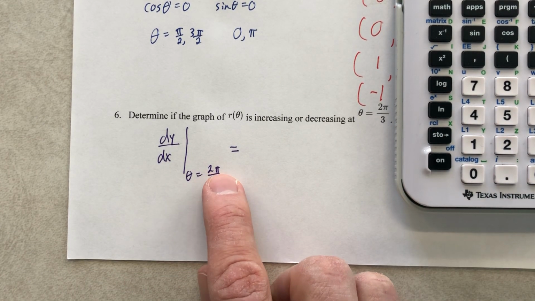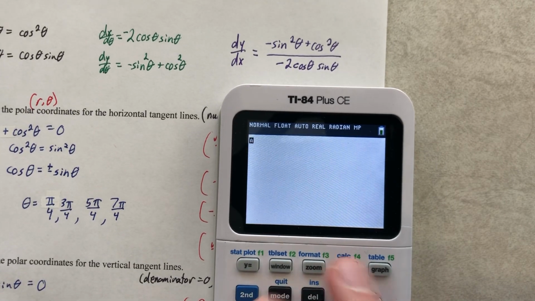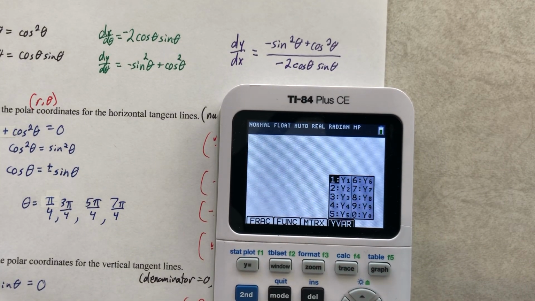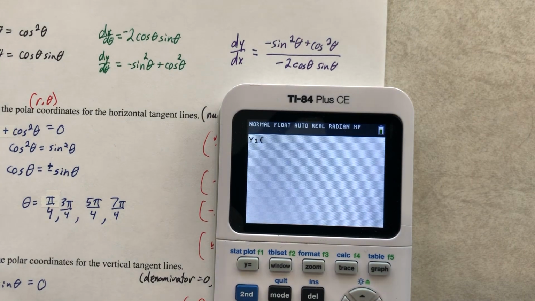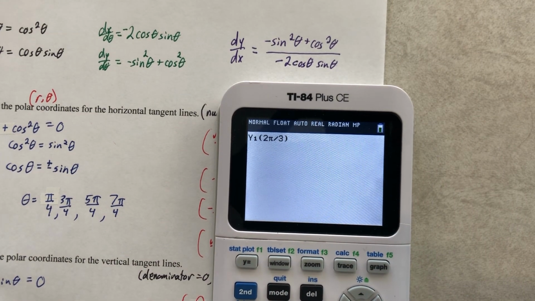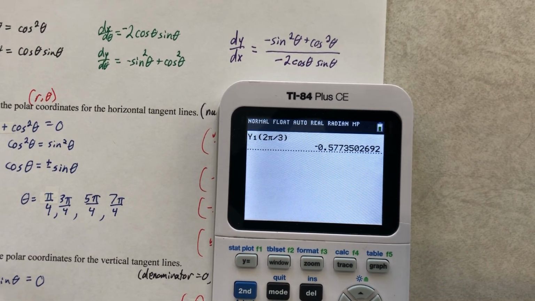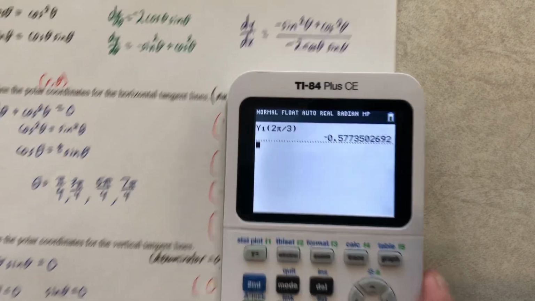Anyway, 2 pi over 3 is going to go in as the x value in this case. So, trace. Pull up that function, and we're going to plug in 2 pi over 3, and I'm about to get a number, and that number is this, right there. When I plug this in, I have a negative. Okay, that's good to know.